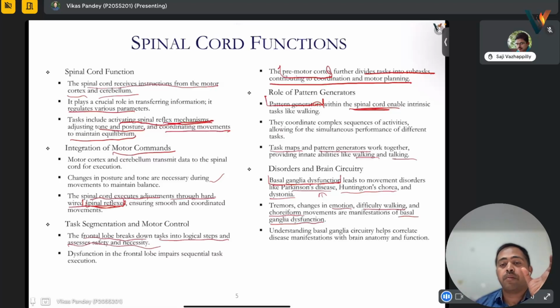Okay. So basal ganglia is a very important part, which if it has some problems, will lead to a movement disorder, a lot of movement disorders. So understanding this basal ganglia circuitry, how it controls the movement, helps us correlate disease manifestation with brain anatomy and function. Right.